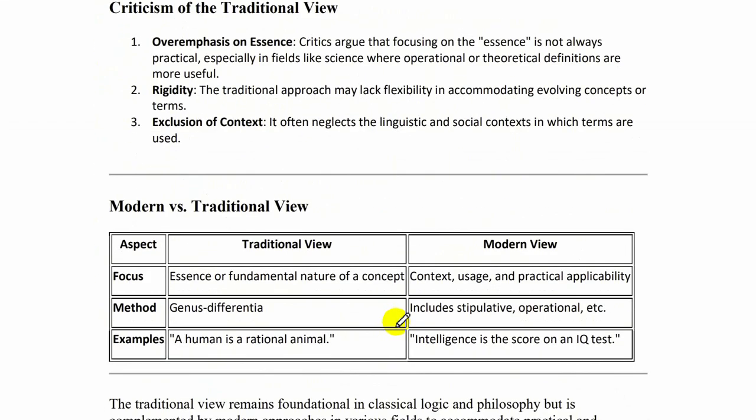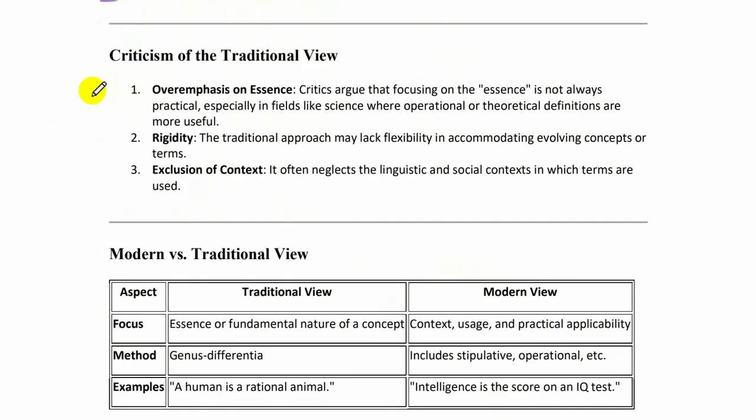Criticism of the traditional view. Overemphasis on the essence: critics argue that focusing on the essence is not always practical, especially in fields like science where operational or theoretical definitions are more useful. Rigidity: the traditional approach may lack flexibility in accommodating evolving concepts or terms. Exclusion of context: it often neglects the linguistic and social context in which terms are used.